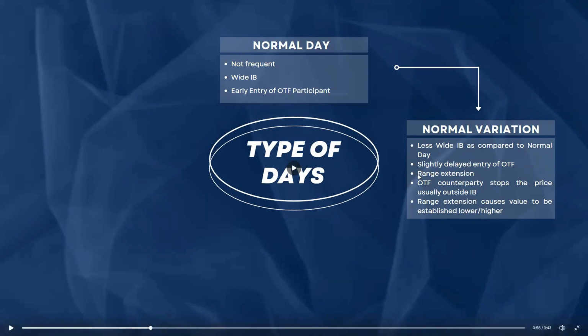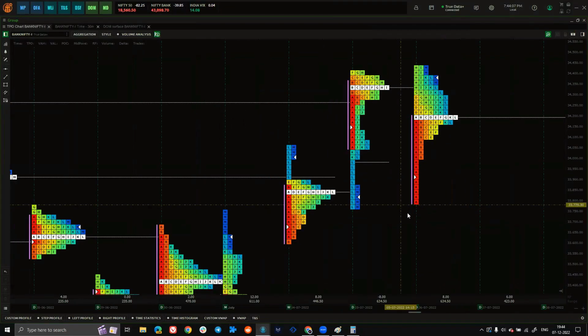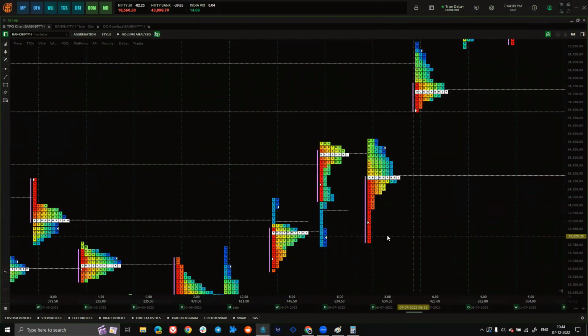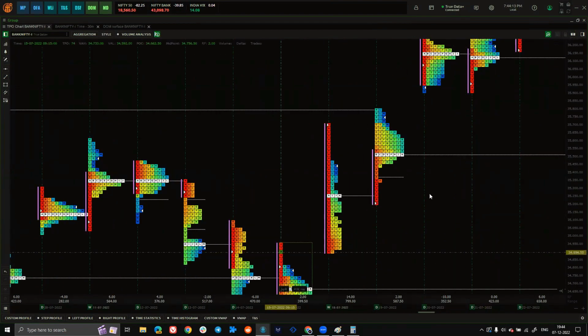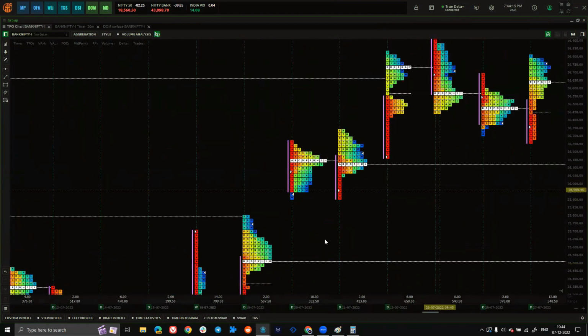So the correct term in the book should be the initial balance extension, but by all market profile participants, it is called range extension. So if IB is lower, not that wide, then range extension takes place. Let me find such an example for you.